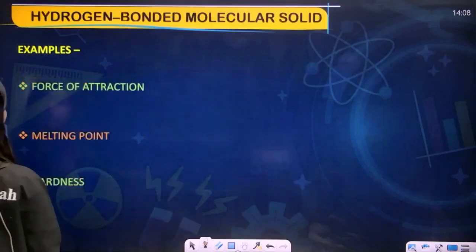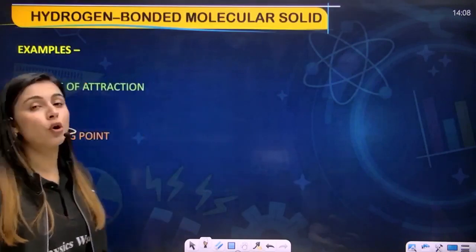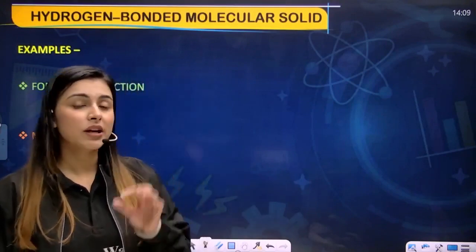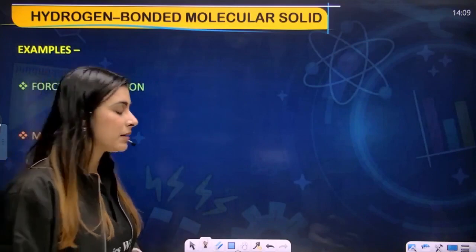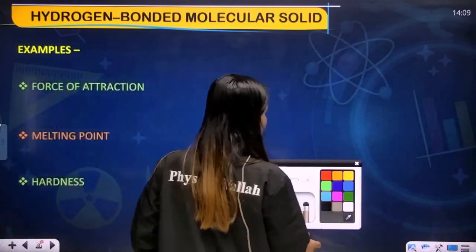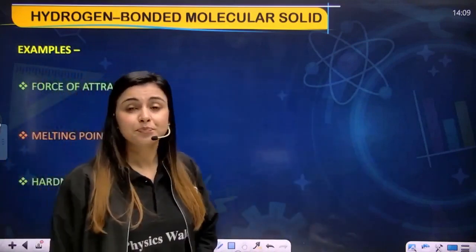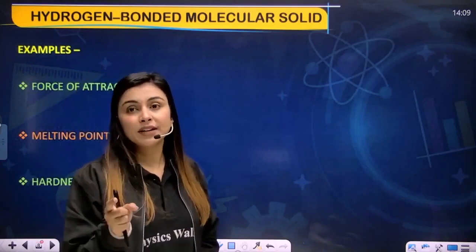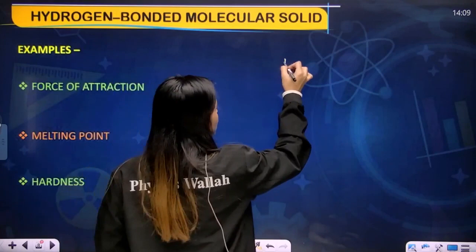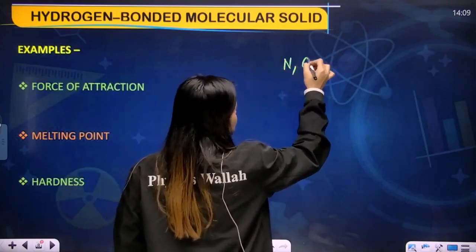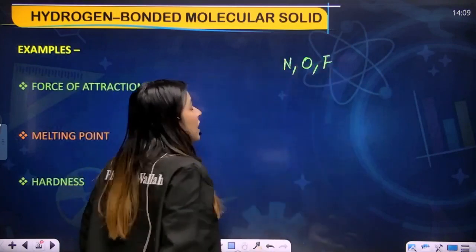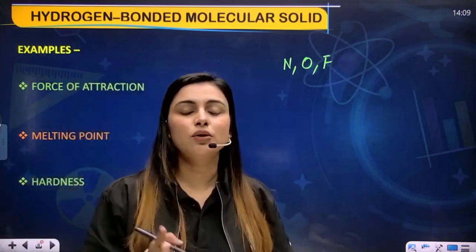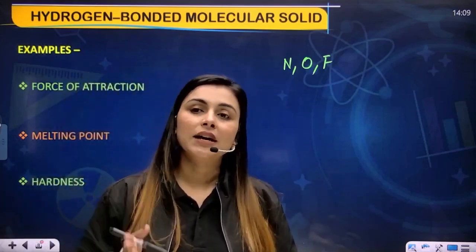Next type of solid, which is hydrogen bonded molecular solid. Now, what is hydrogen bonding? That is something which you need to understand. See, my dear students, hydrogen bonding is only and only possible if your hydrogen is connected with some electronegative element out of nitrogen, oxygen and fluorine. Hydrogen bonded with these three electronegative elements forms hydrogen bonding.